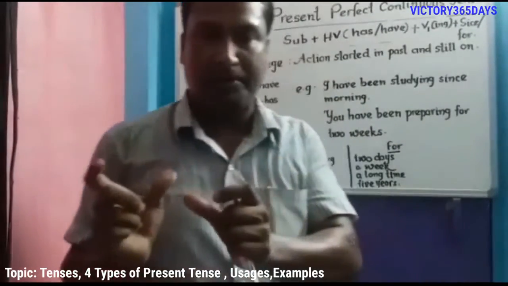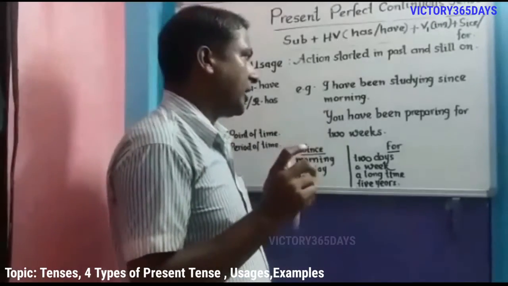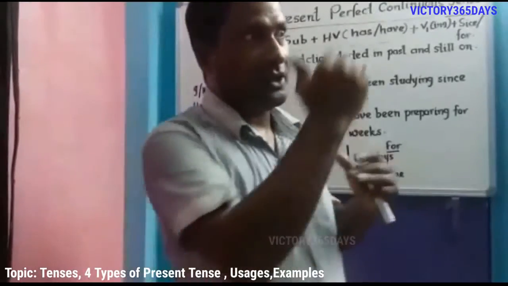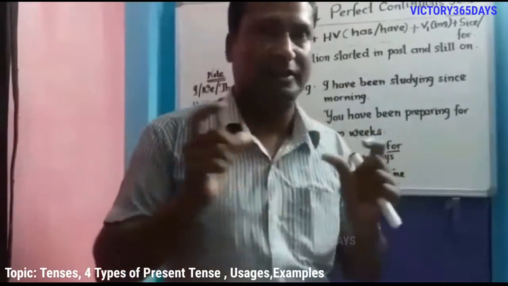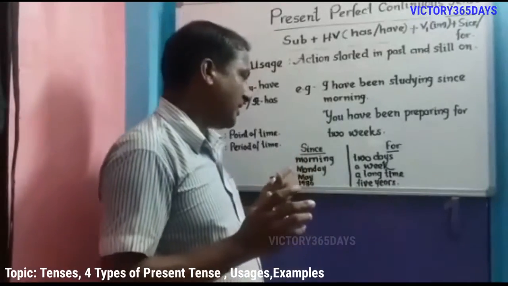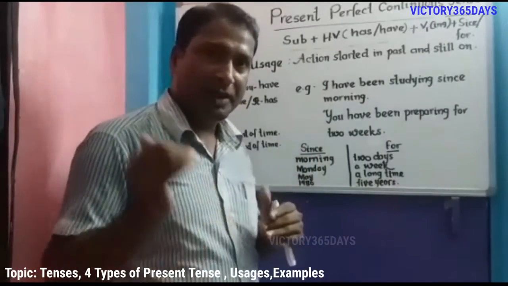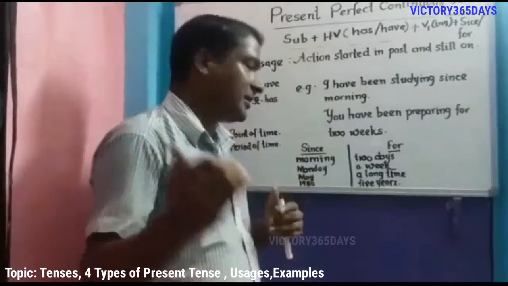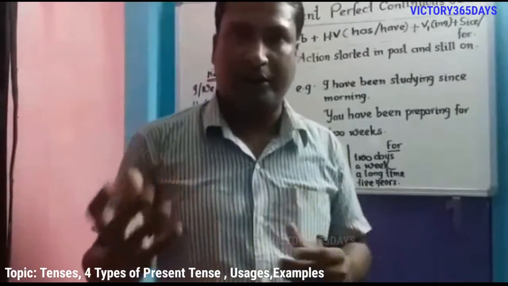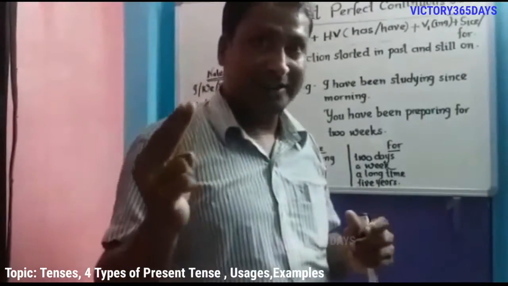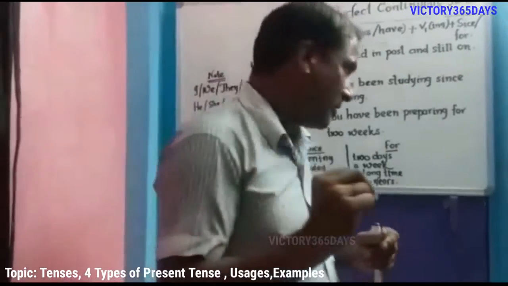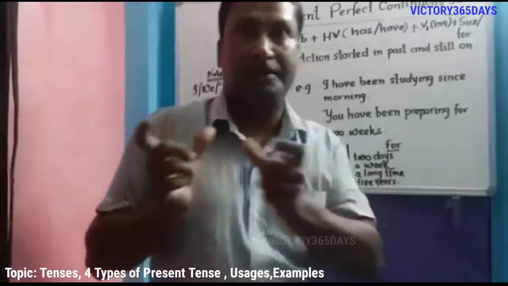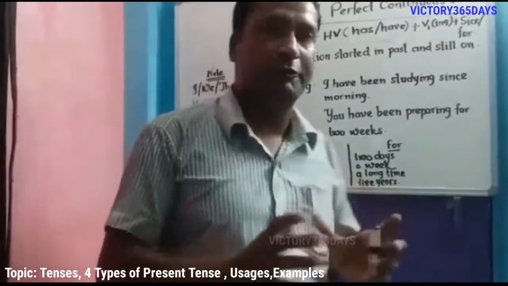When we have a fixed time duration, we use for. You have been preparing for 2 weeks, means 2 weeks you have prepared for that exam, and still you are preparing. Some time has been mentioned. So since is used with morning, since July, since 2019, since Monday, Tuesday, whatever days. For 2 days, for 2 weeks, for 2 years, or for a long time. Suppose you have been working for a long time, some time has been fixed. So this is present perfect continuous.